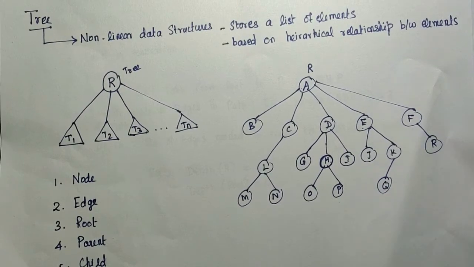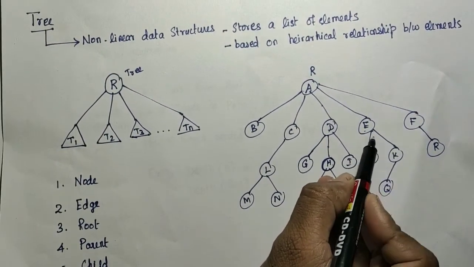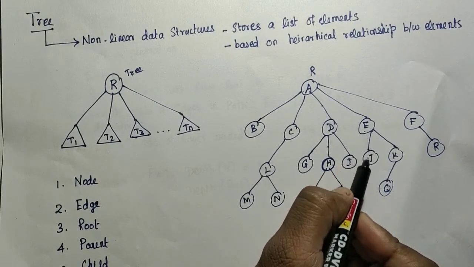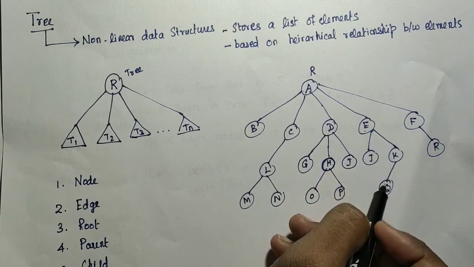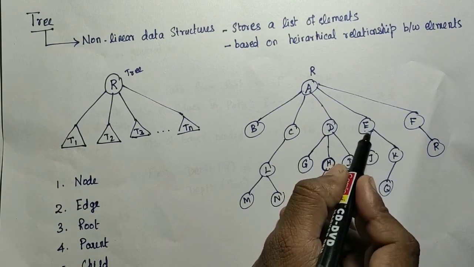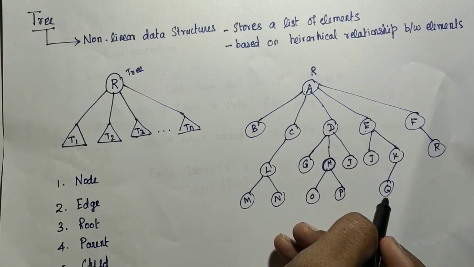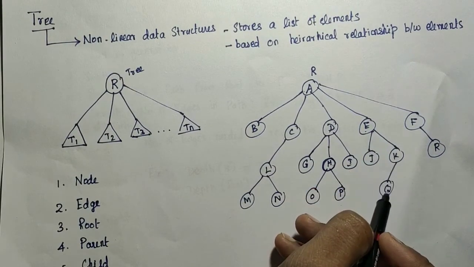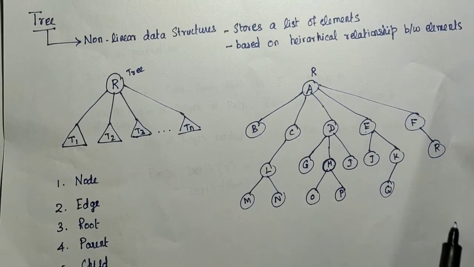What is the height of E? There are two leaves for E. One is J and the other is Q. To reach Q, two edges have to be crossed. To reach J, only 1. So which is the longest path? The Q. That path is 2. So this is the length of the longest path to reach a particular leaf.